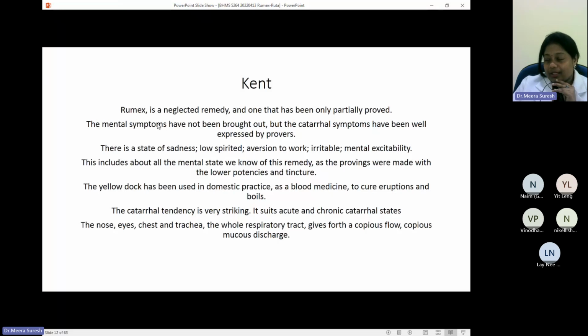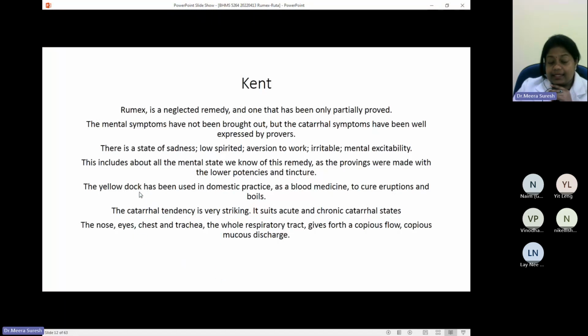This was proved early, actually in smaller potencies, so not many mental symptoms came. It was mostly the catarrhal symptoms. And Kent doesn't leave out the mental symptoms, but they are not so characteristic, even for the exam. For him, there is a state of sadness, low spirits, aversion to work, and irritable mental excitability. That much of the mental state we know, but there is nothing characteristic. These symptoms could be found in any person. That's why Rumex's mind is not given that importance.